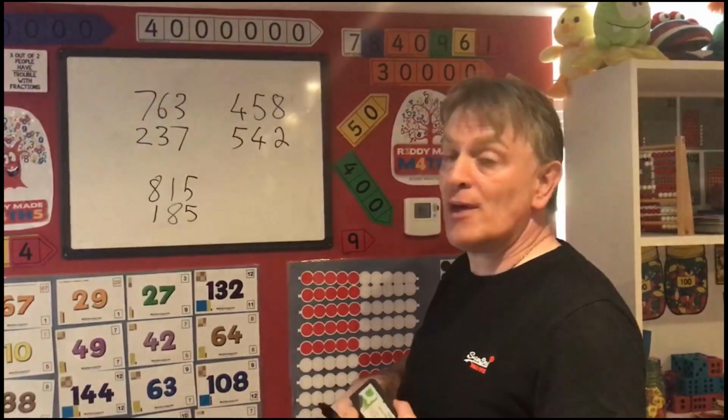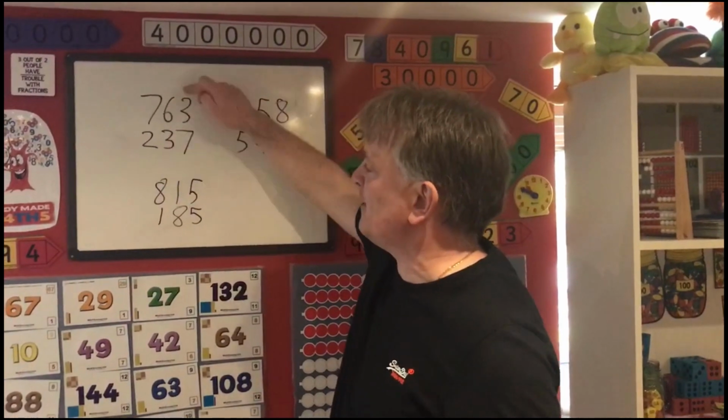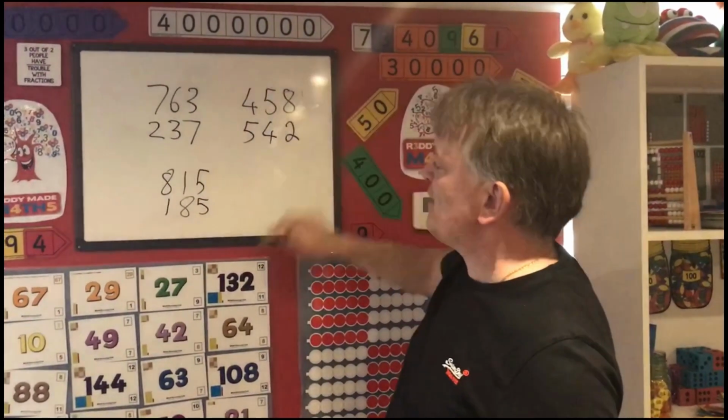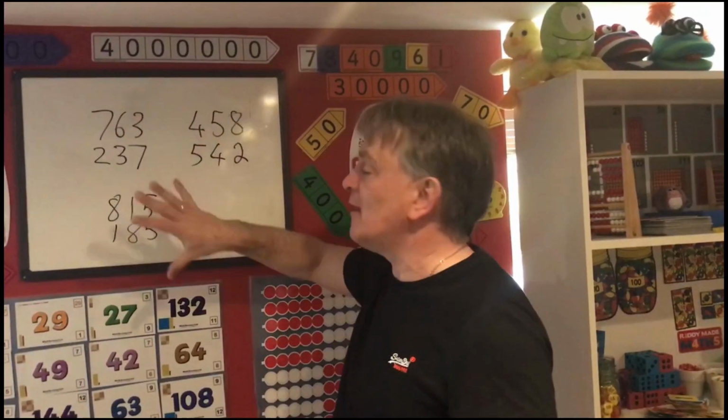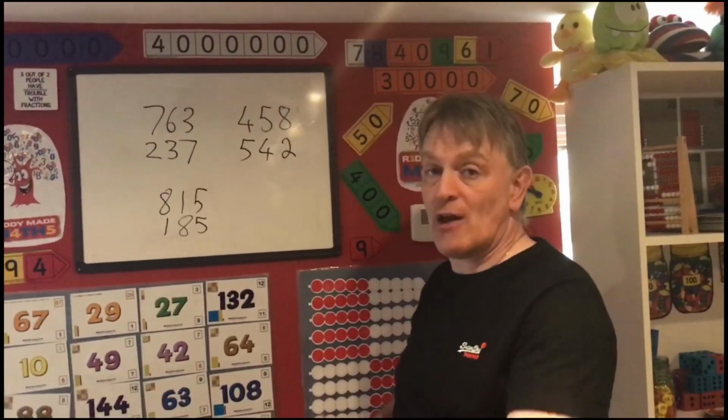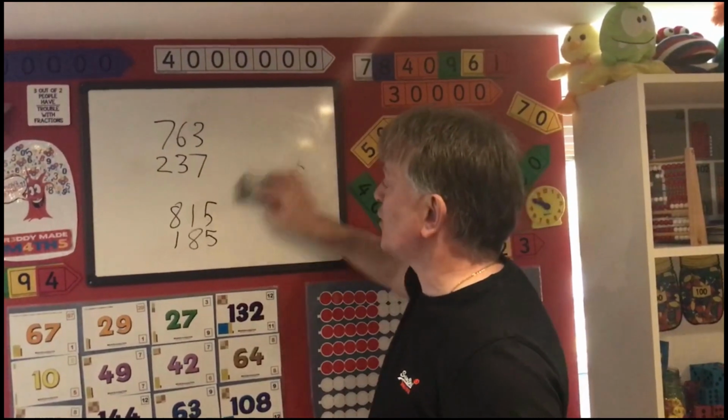Or let's do one more, 815 add 5 is 820, add 80 is 900, add 100 is 1,000. But what we end up with, as we saw yesterday, is 9, 9, 10. 9, 9, 10, or 900 plus 90 plus 10 equals 1,000. Just that really quick trick. That works with pretty much anything.